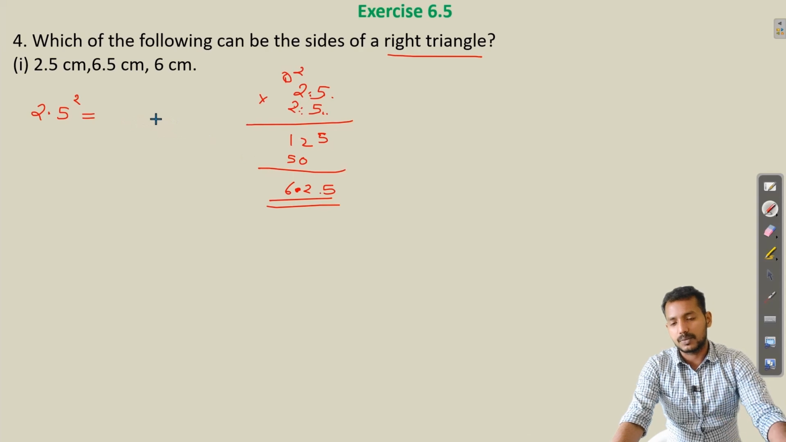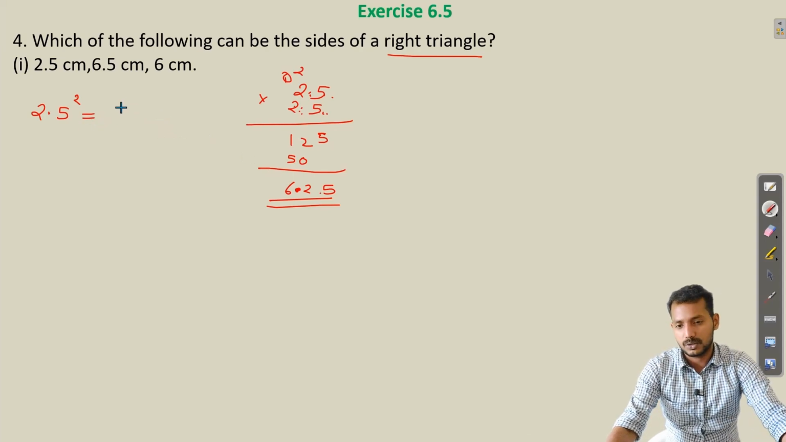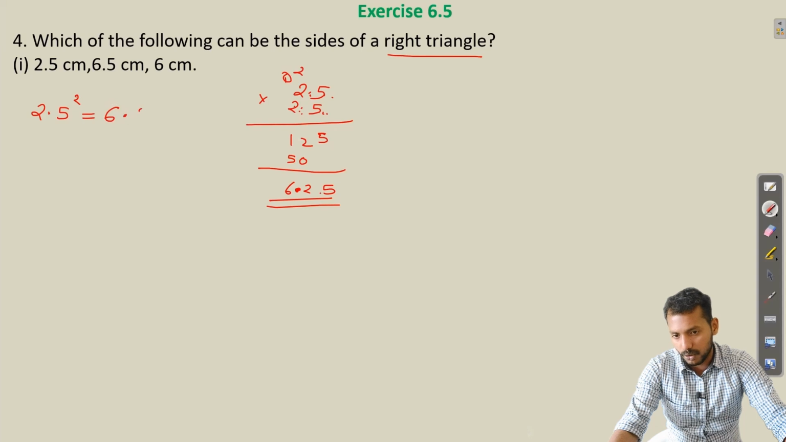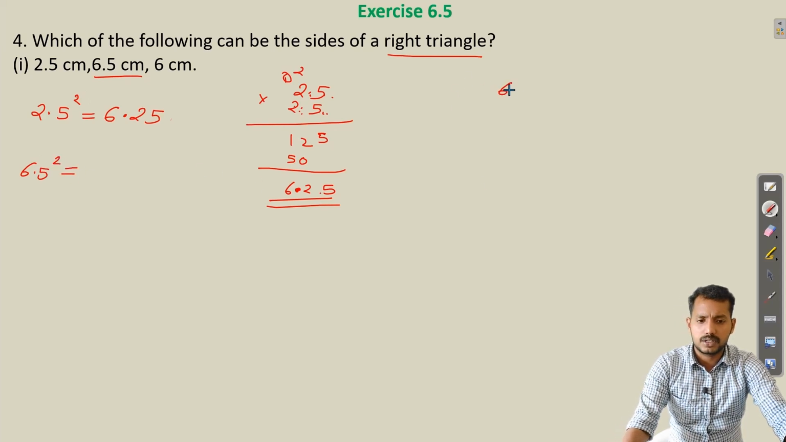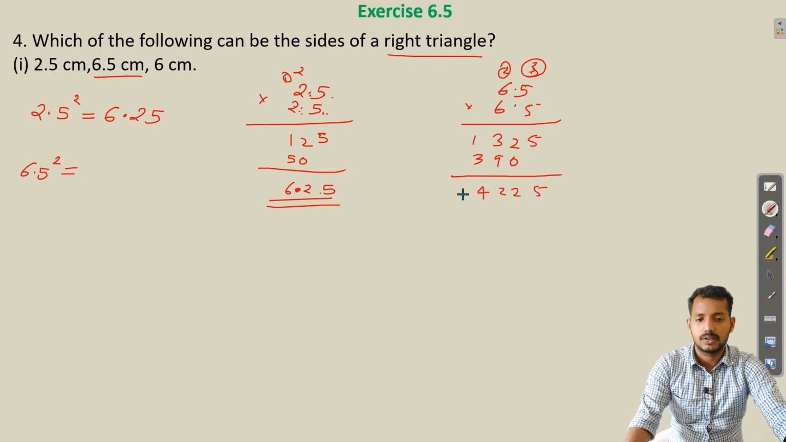We already learned in the previous chapter how to add or subtract decimals, so I'm not going to discuss it in detail. The answer is 6.25. Now let's take 6.5 centimeter. 6.5 square is equal to 6.5 into 6.5. 5 into 5, 25, 2 is carry, 5 into 6, 30, 30 plus 2, 32. Next, 6 into 5, 30, 3 is carry, 6 into 6, 36, 36 plus 3 is 39. 5, 2 plus 3 is 5, 2, 4, 4 and 2 is 6, 4, 2, 2, 5 after adding.